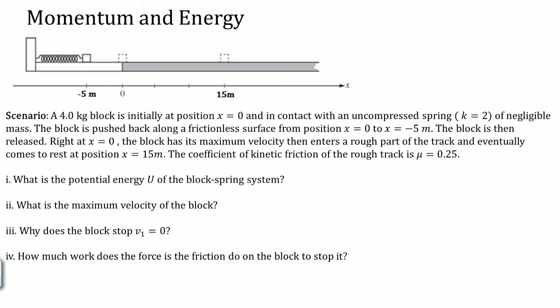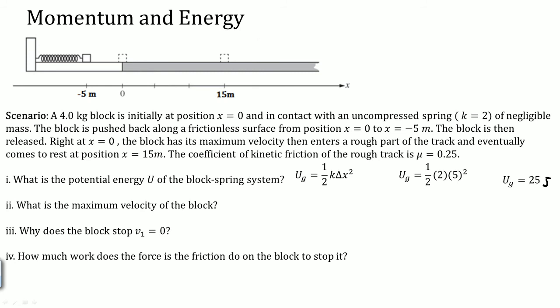Right at x equals 0, the block has its maximum velocity, then enters a rough part of the track and eventually comes to rest at a position x equals 15 meters. The coefficient of friction of the rough track is mu equals 0.25. What is the potential energy of the block-spring system? So U equals 1/2 k delta x squared. That is the potential energy of a spring. Plug in the values, you get 25. The units here would be joules.